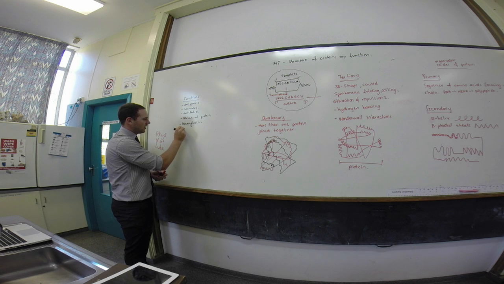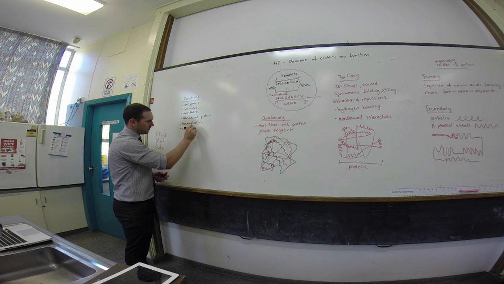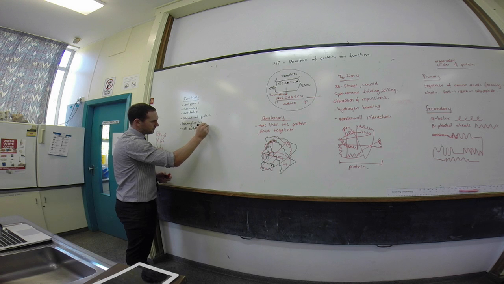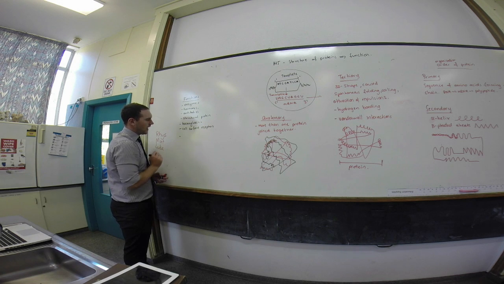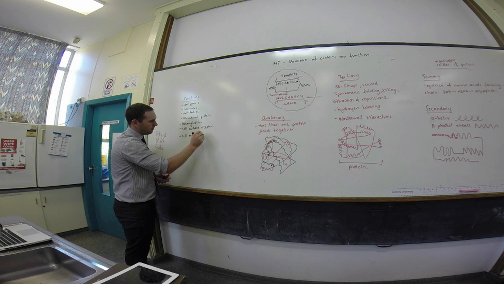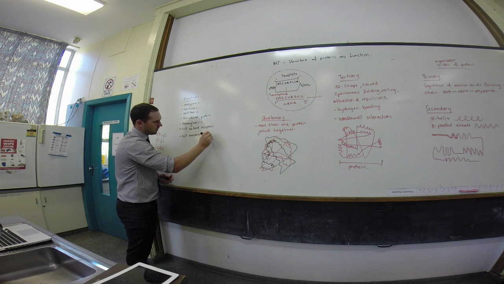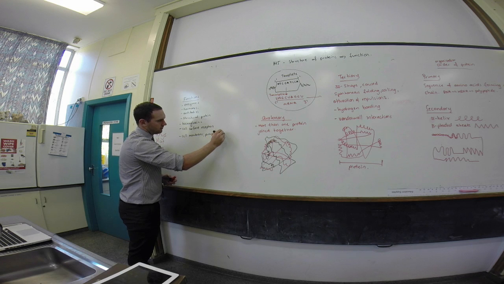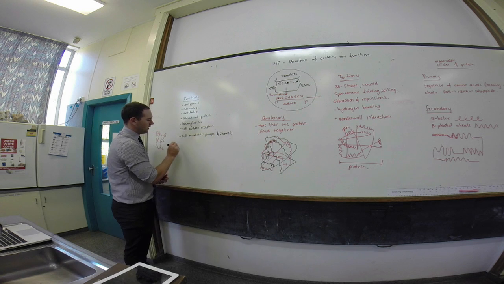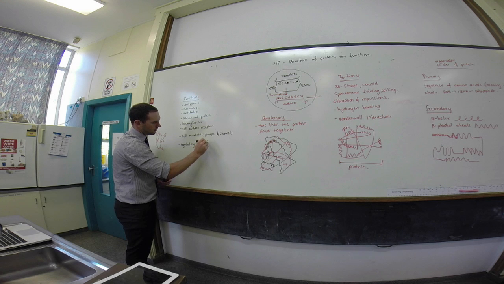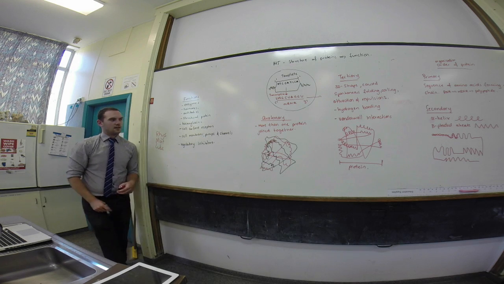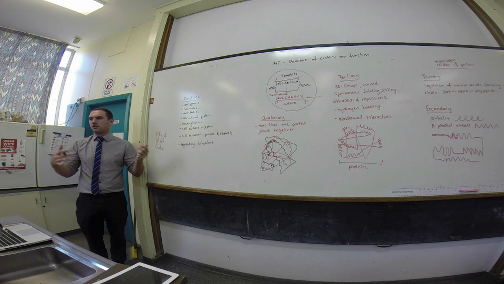We also have cell surface receptors. We have cell membrane pumps and channels. And we have regulatory inhibitors. That's just a few. There are lots more.